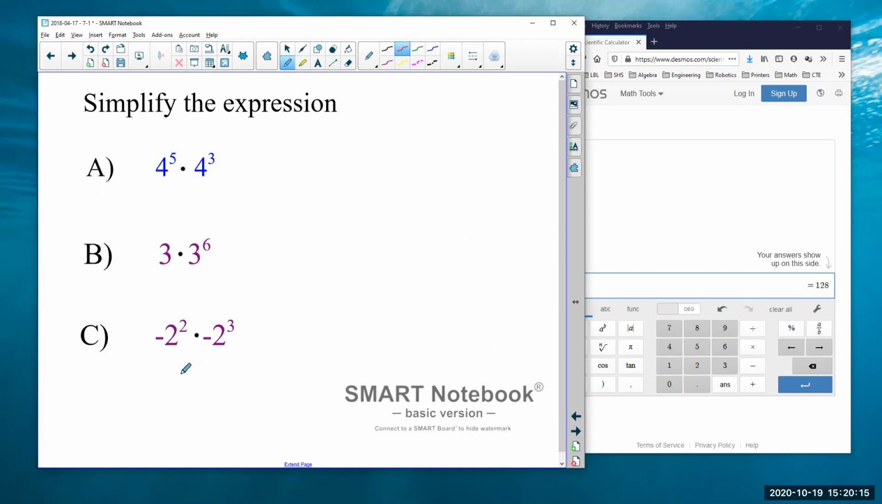Okay, so I'm going to go ahead and pause the video here and let you take a look at these. Remember that we are simplifying these expressions, and when we have numbers, that means that we want to go ahead and expand those out.